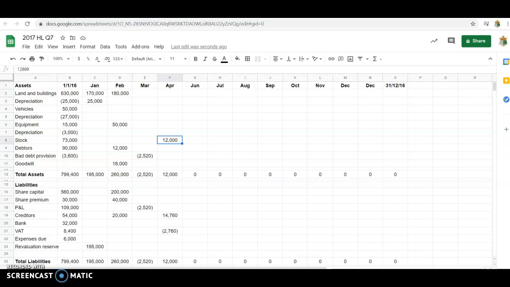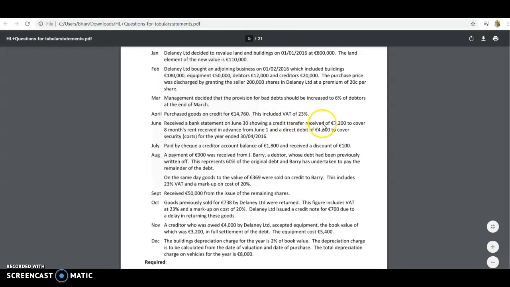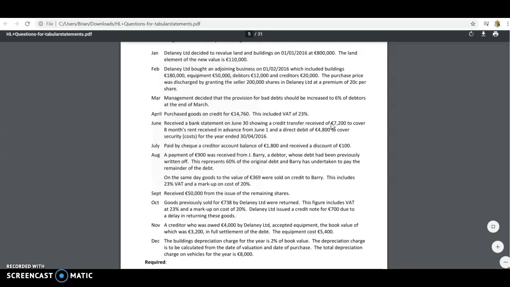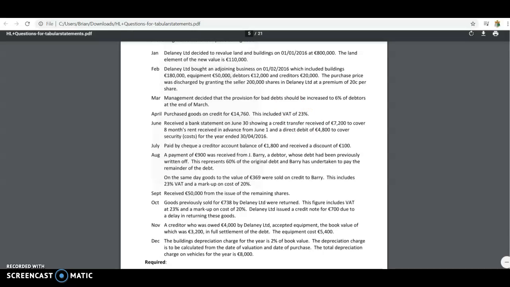All right, on to June's transaction. So received a bank statement on the 30th of June showing a credit transfer received of 7,200 and a direct debit of 4,800. So that is credit transfer received. So that credit transfer is going to be money coming into you. So that's €7,200 received that I haven't put into my bank account, in my accounts. And a direct debit, that's to pay bills. That's money going out. Okay, so that needs to go into my bank account as well.